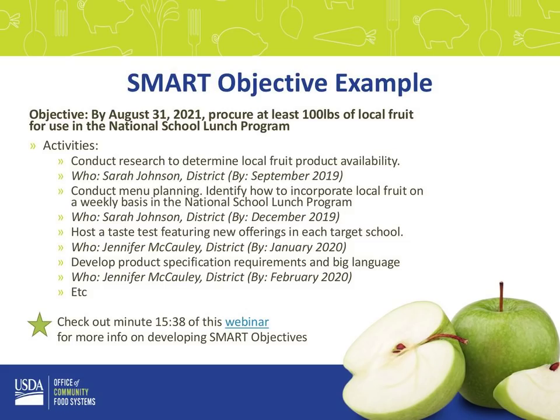But the quick example here is by August 31st, 2021, going to procure at least 100 pounds of local fruit for use in the National School Lunch Program. And so under here you can see that the activities that would accomplish that objective are listed, and it clearly states who is going to execute that activity and by what time. So again, just making sure that you're thoughtful and really showing the reviewers that you understand the key activities that are necessary to successfully achieve that objective.